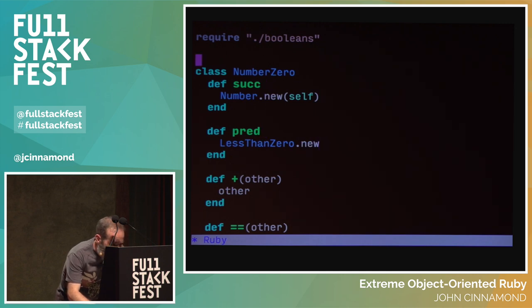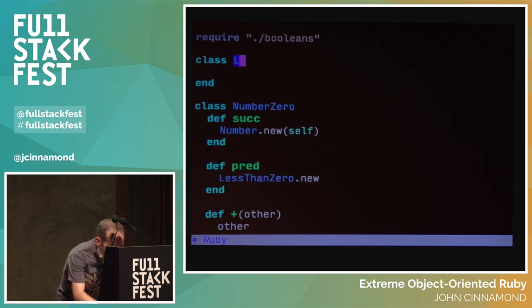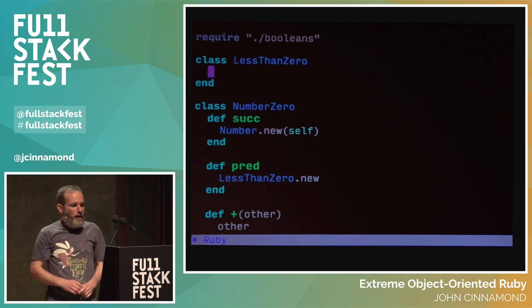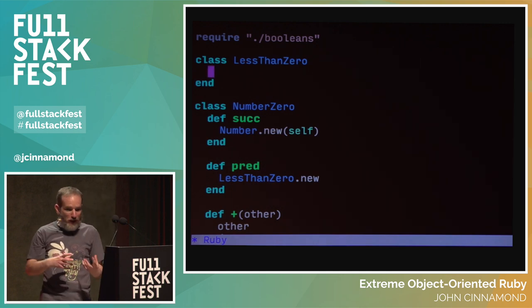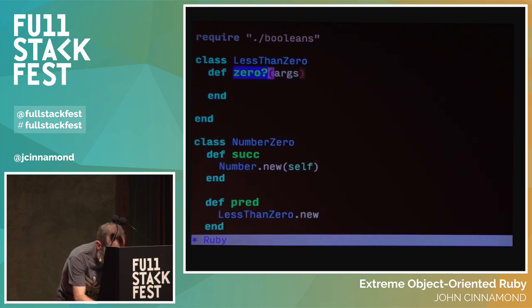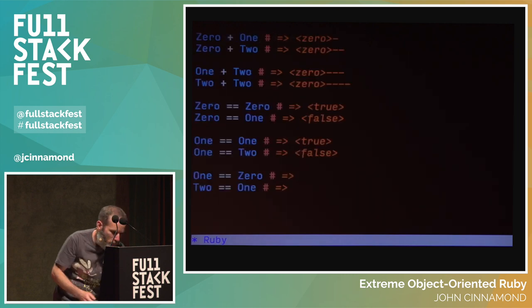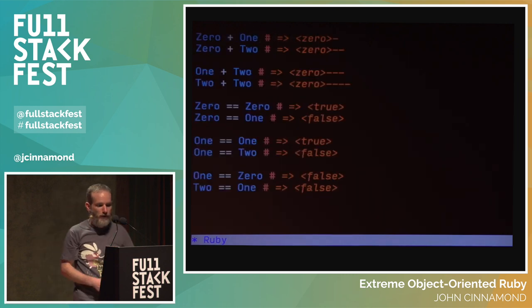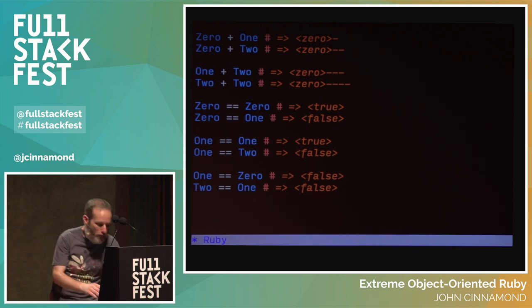Okay, and then we go back up here. Obviously, we need to define that class. So we'll define less than zero. The only thing I really care about here is equality. And equality all works off by checking to see whether or not something is zero. So the only method I need to add here is zero?, and we just return false. So down here, run the code again, you can see this now works. We can check equality.